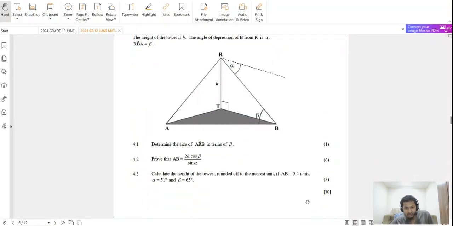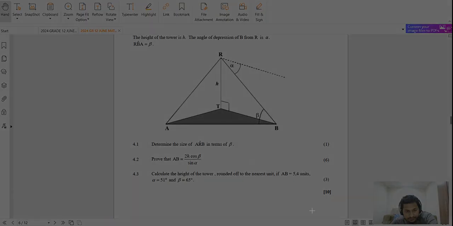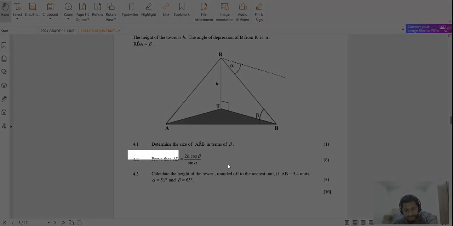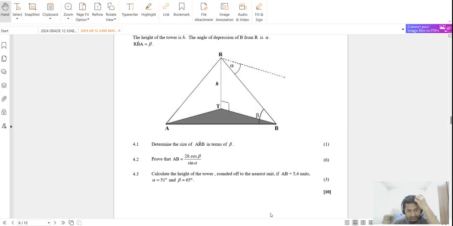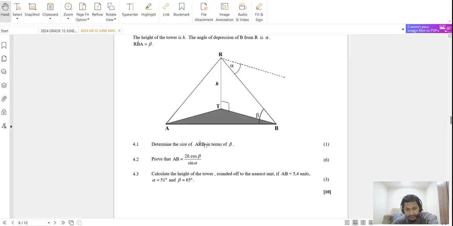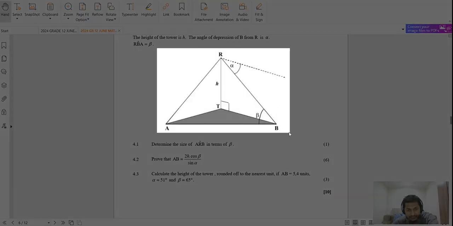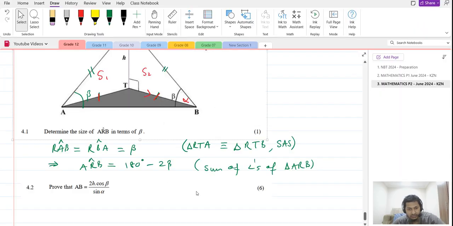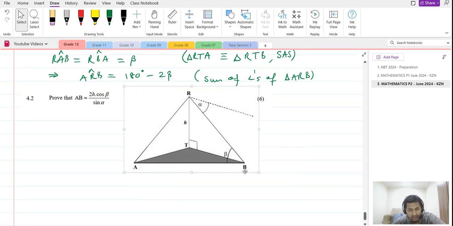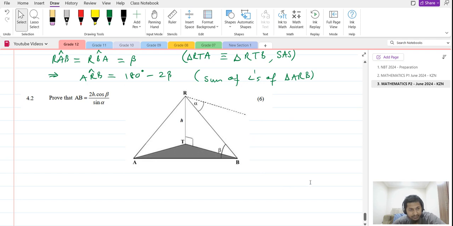Now we can fly through this. 4.2. They said we must prove that AB is equal to all of that. Let me retake this triangle because we made too many markings on the previous one. So let's retake this triangle here. Now remember what we want. We want AB.